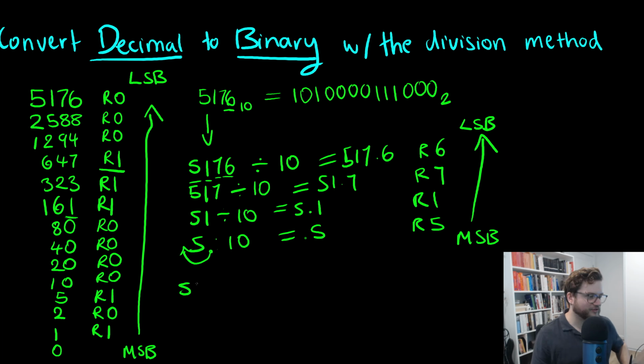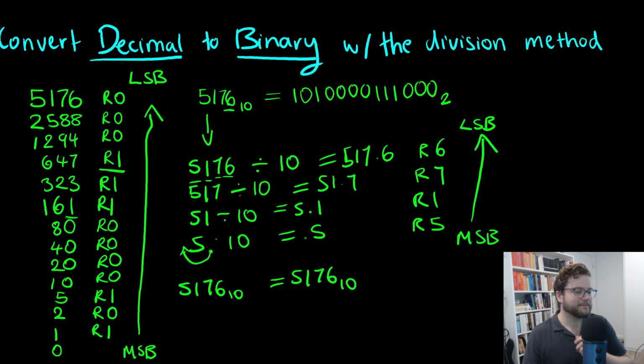We get 5,176 in base 10 is equal to itself. Hooray! It's equal to itself. Who would have thought? But seriously, this is why it makes sense. You're dividing the number by how many is in the column, how many can fit, and that will be the number that you're given. Fantastic. All right? I hope this helps you. I hope this helps you understand.